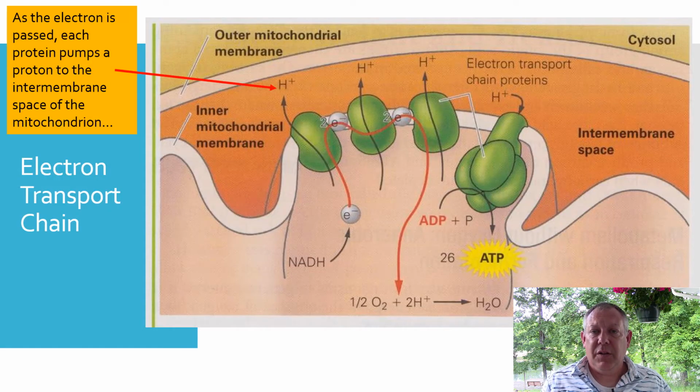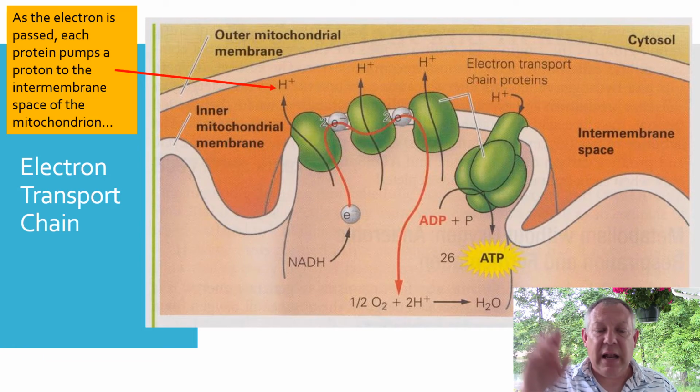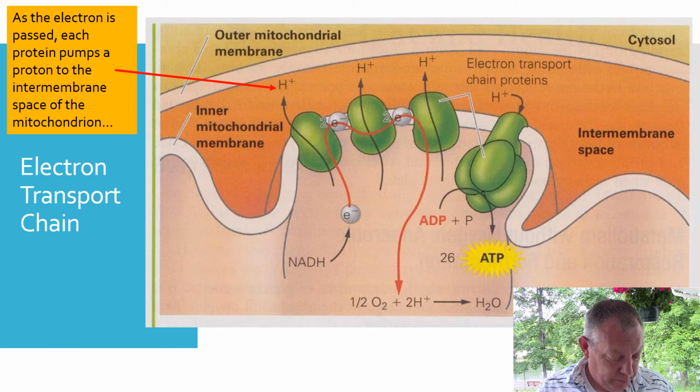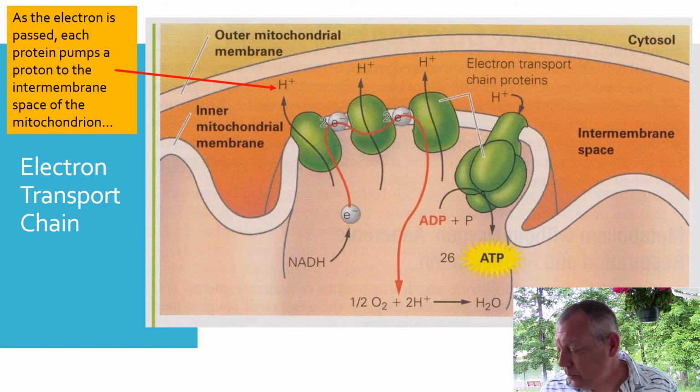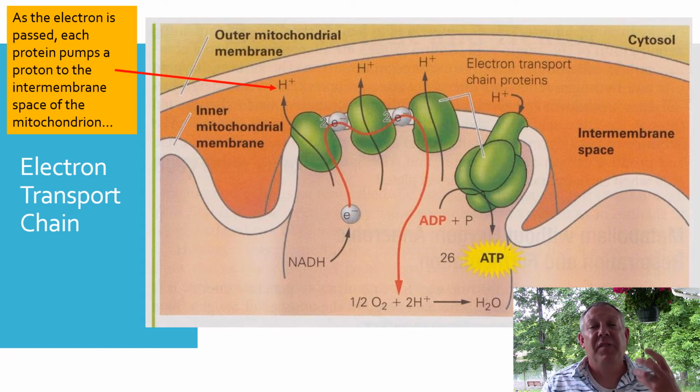And so again, if you look at this and study this figure, this is what we're trying to show you. And so as that electron is passed from enzyme to enzyme, each one of them pumps protons into that inner membrane space. Now, consequently, there are a lot of protons in that inner membrane space. There's a high concentration of protons in this space, right?